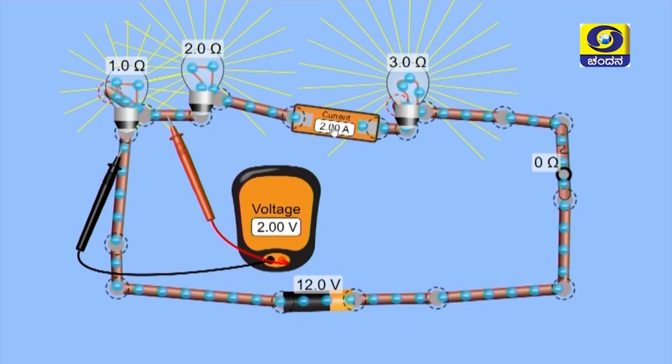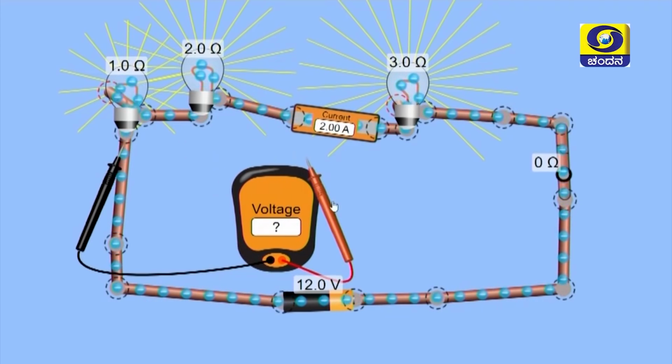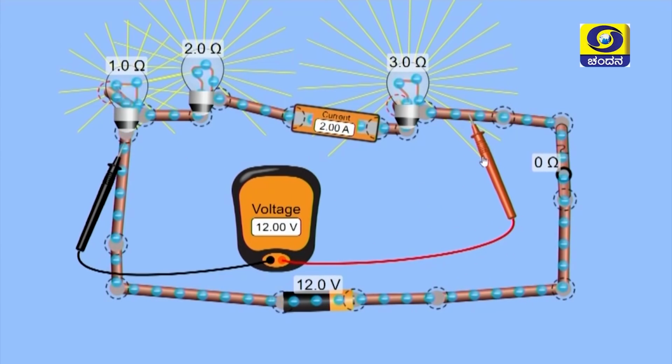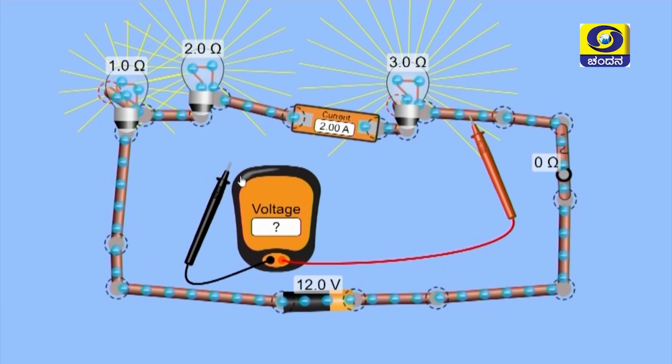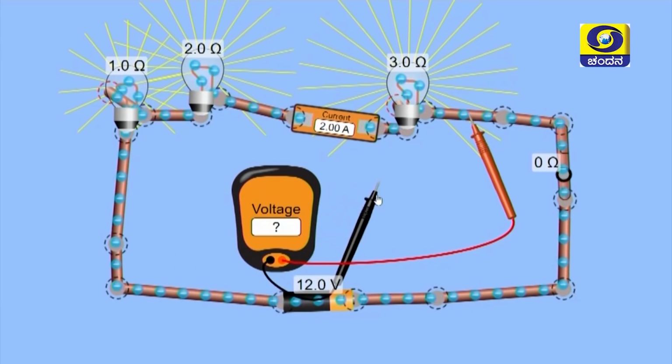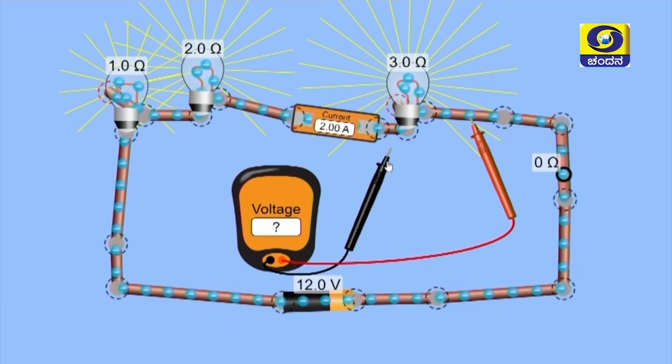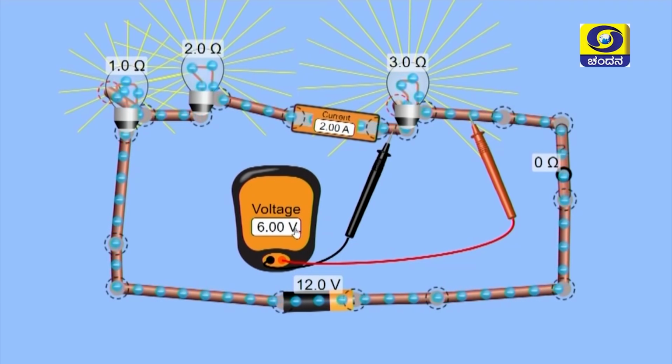Are you thinking, children? As you can see, again across the 1 ohm resistor the potential difference is 2 volt because I into R, 2 into 1 ohm. Now in the same way at the 3 ohm resistor the potential difference will be, yes, the current is 2 ampere, the resistance is 3 ohm, therefore 2 into 3, by Ohm's law we are getting the potential difference equal to 6 volt, as you can see in the voltmeter.